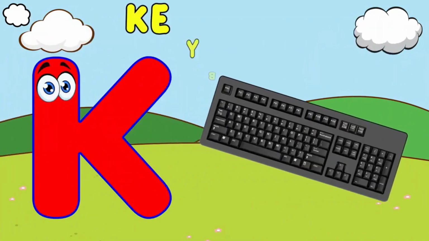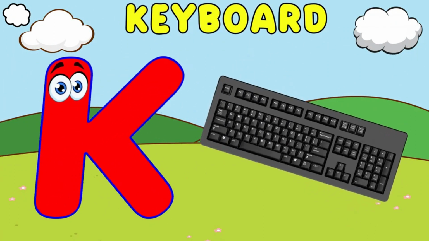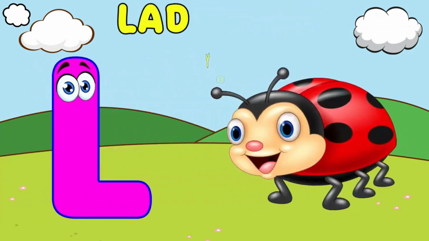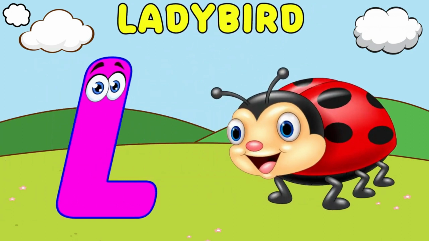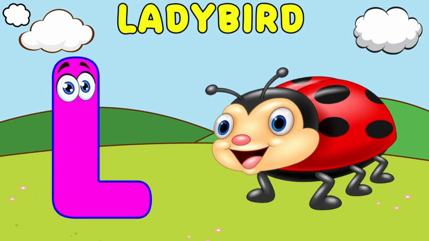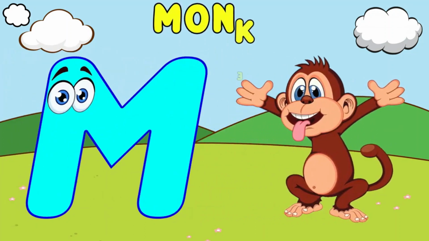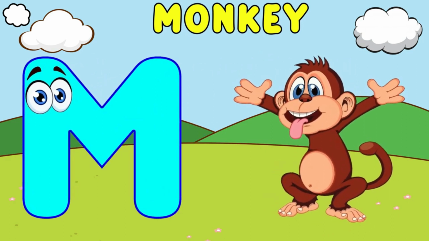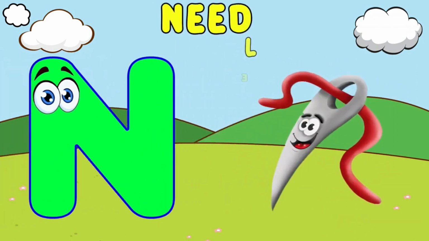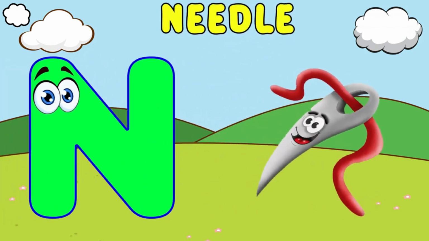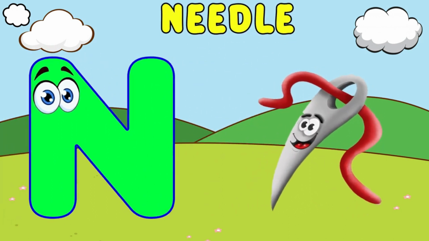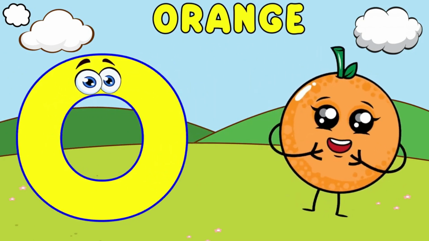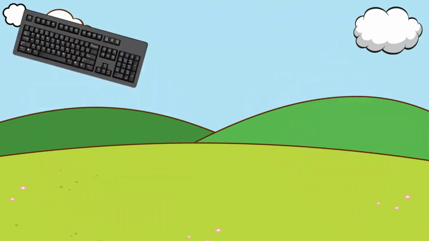K is for keyboard. L is for ladybug. M is for monkey. N is for needle. O is for orange.